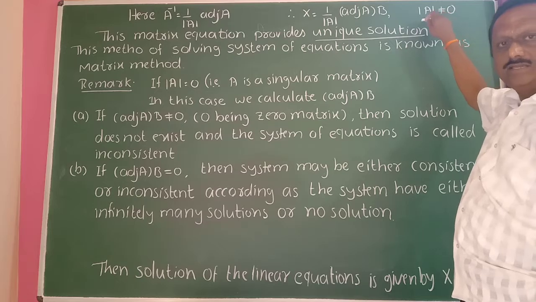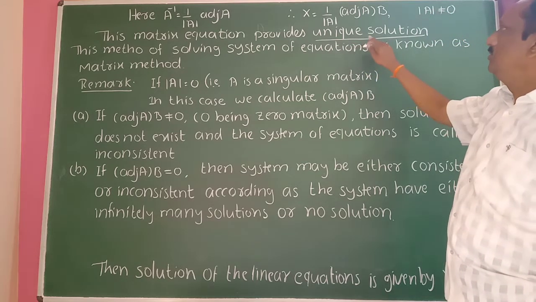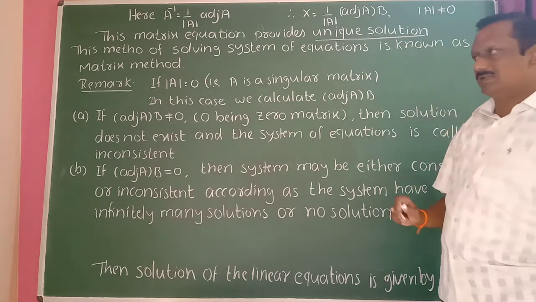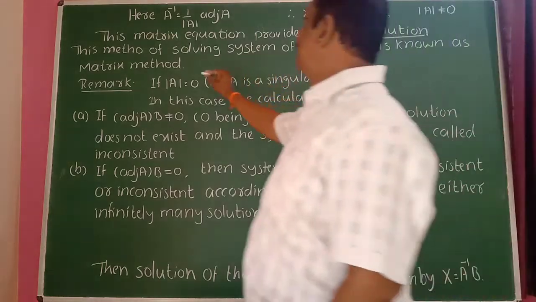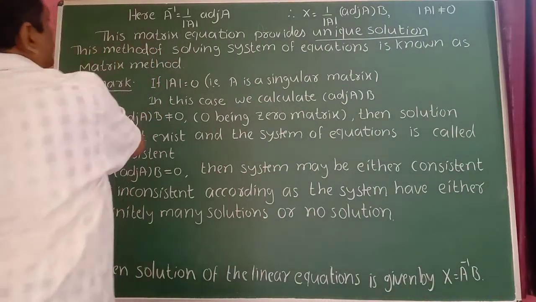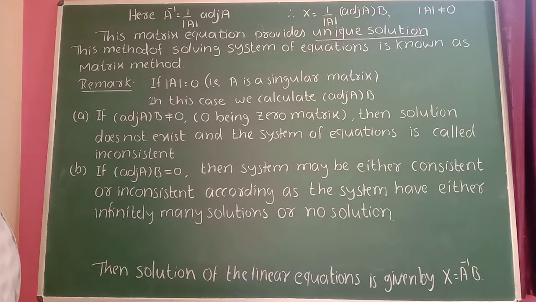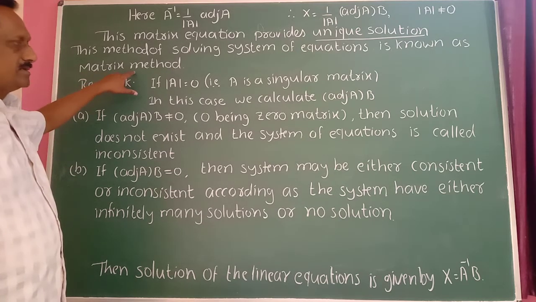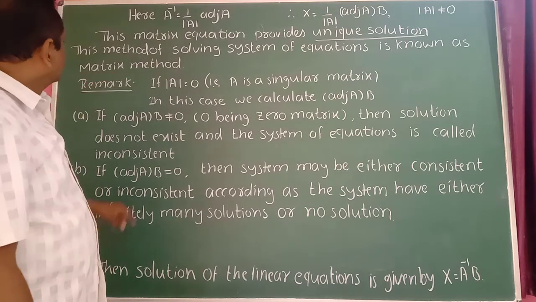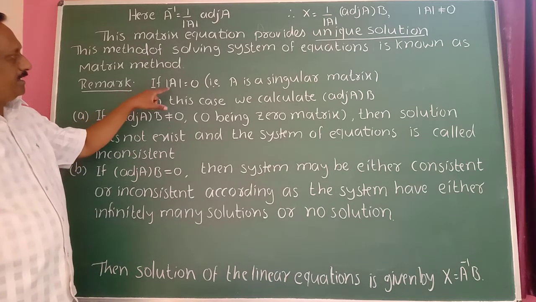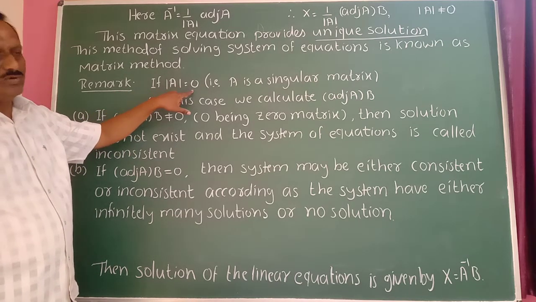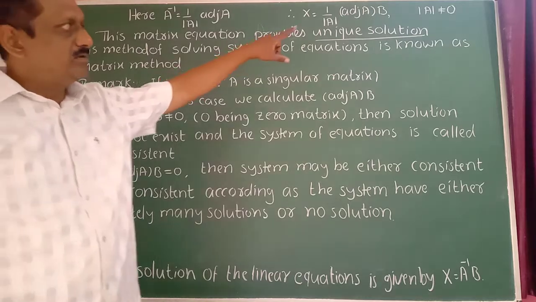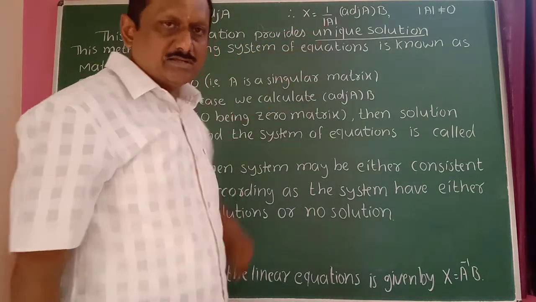If determinant of A is not equal to 0, you will get a unique solution, meaning only one solution is there. This method of solving a system of equations is known as the matrix method. So remark: if determinant of A is not equal to 0, you will get a unique solution.